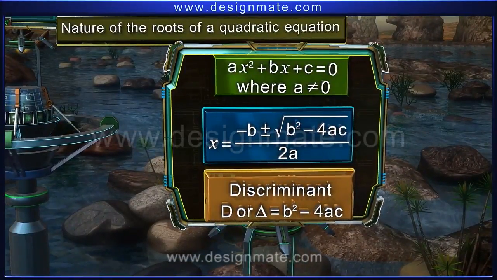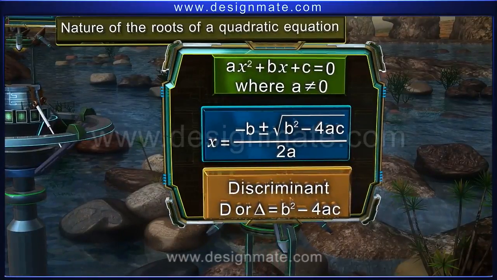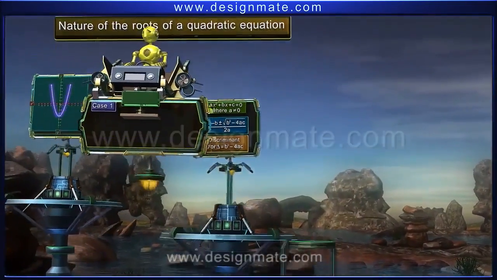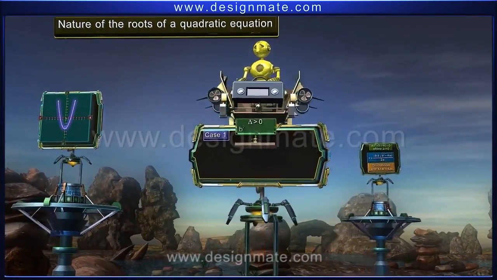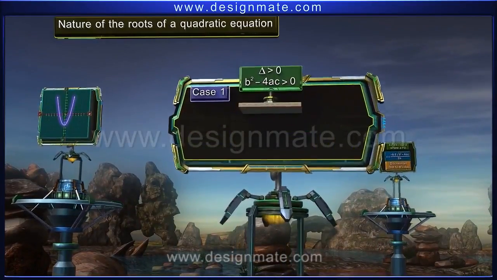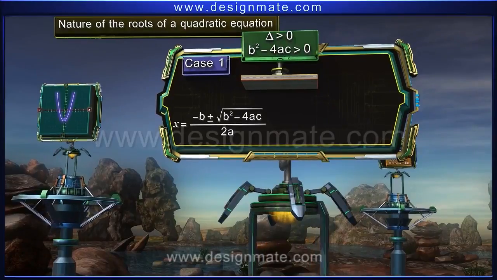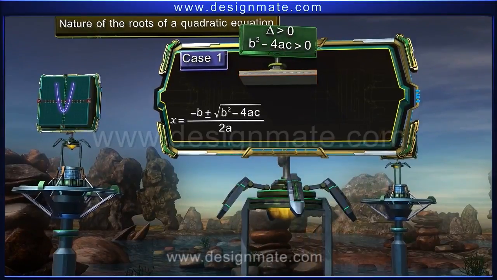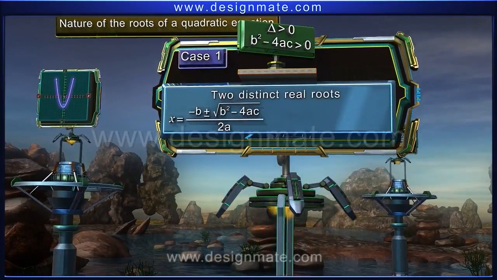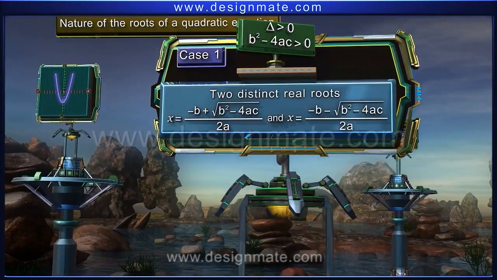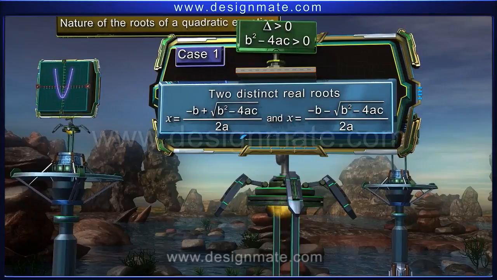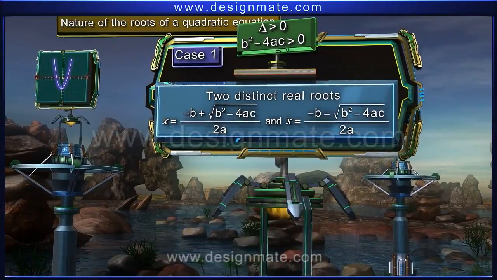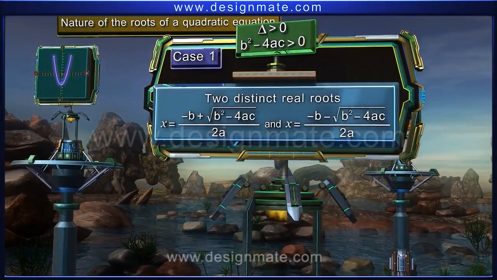The nature of the roots of a quadratic equation is determined by the discriminant of the equation. There are three possibilities. Case 1. Delta is greater than 0, that is, b squared minus 4ac is greater than 0. We have a positive number under the radical sign, which will have a real non-zero square root. Since we are going to add and subtract the square root, we will get two distinct real roots given by x equals minus b plus root of b squared minus 4ac over 2a, and x equals minus b minus root of b squared minus 4ac over 2a.